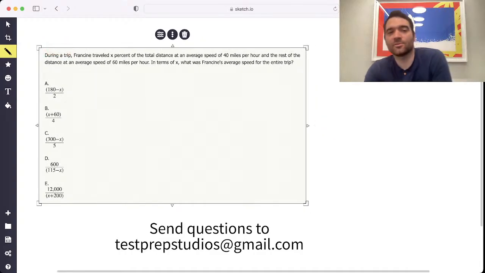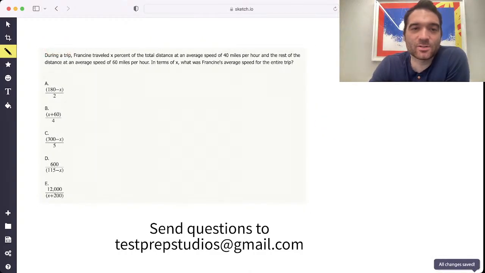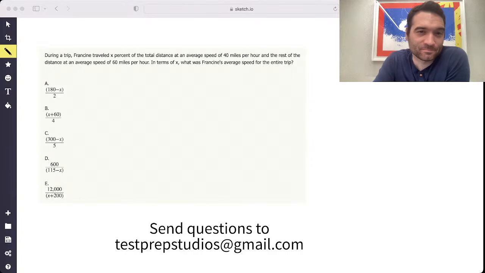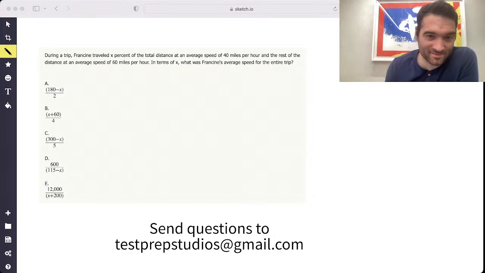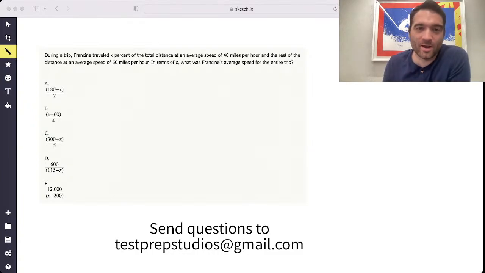So the story is, during a trip, Francine traveled X% of the total distance at an average speed of 40 miles an hour. Rest of the distance at an average speed of 60 miles an hour. In terms of X, what was Francine's average speed for the entire trip? Now, it's important to understand what average speed means. Average speed does not mean the average of the speeds, right? It is tempting to think about it that way, but that's not actually what average speed means.